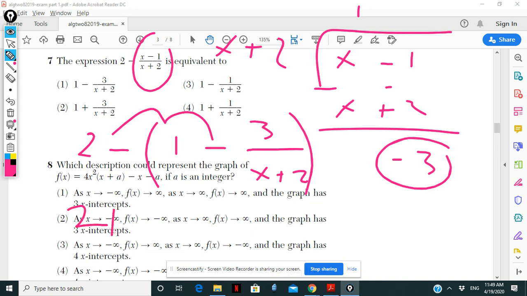So it's 2 minus 1 plus 3 over x plus 2, which is going to be 1 plus 3 over x plus 2, which is 2.